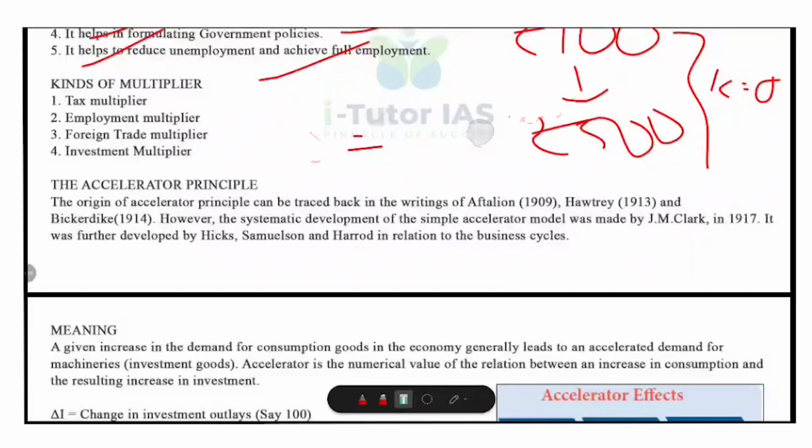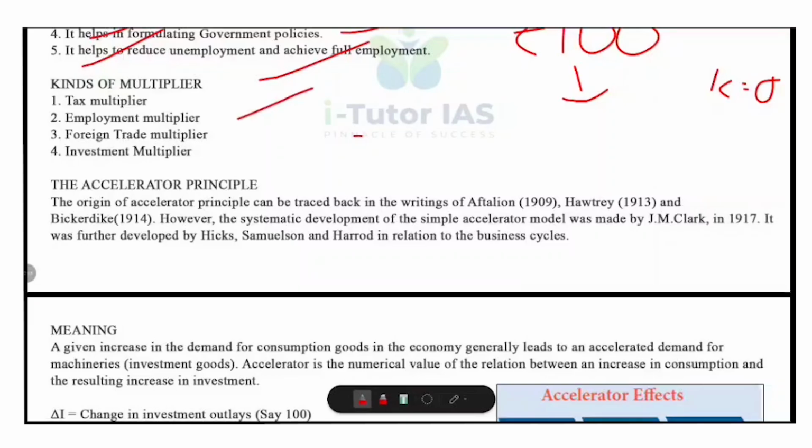Now, what are the different kinds of multiplier? There are different kinds of multiplier. Multiplier shows how a change in one variable leads to multiple change in income or employment, and depending on what causes this change, there are different types of multiplier in economics. What are those? Investment multiplier, employment multiplier, then foreign trade multiplier, and also tax multiplier.